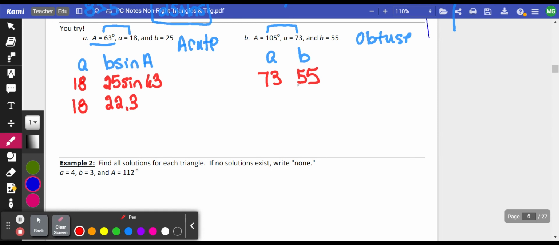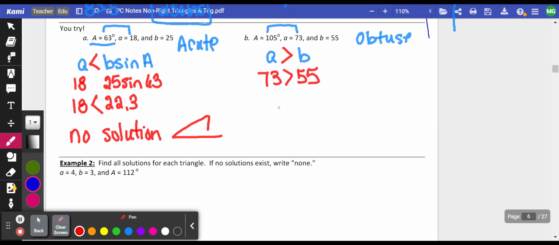Okay, so hopefully you paused the video as I asked and did these calculations. After doing the calculations, it should be pretty obvious that 18 is less than 22.3, which means A is less than B sine A, so there's no solution. In other words, remember we talked about that altitude that wouldn't even reach. It would look something like this. It wouldn't even reach toward the shortest distance. In the other scenario where we have an obtuse angle, the side across from the obtuse angle is bigger than the other given side, which means we will have exactly one solution.